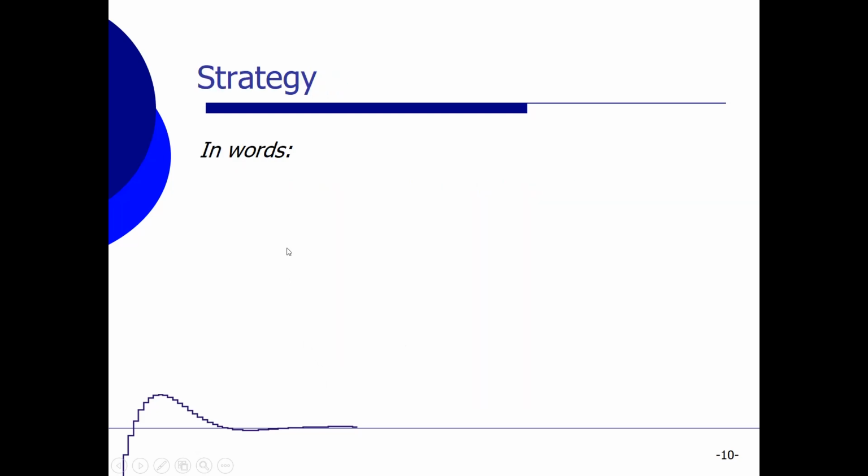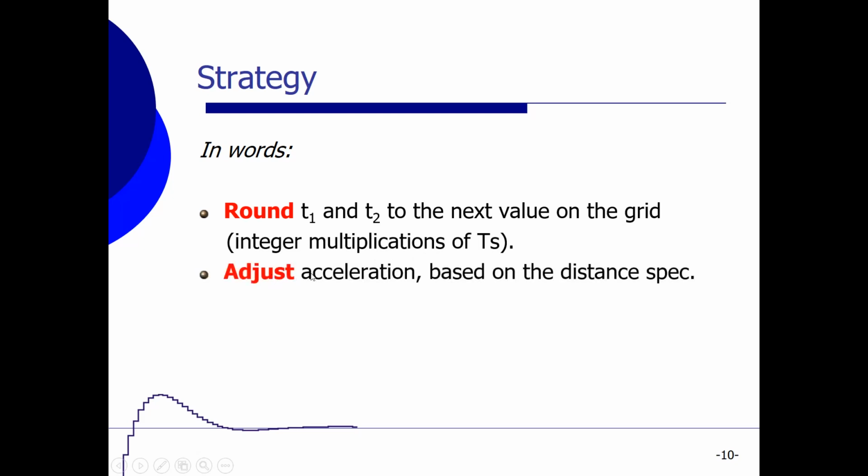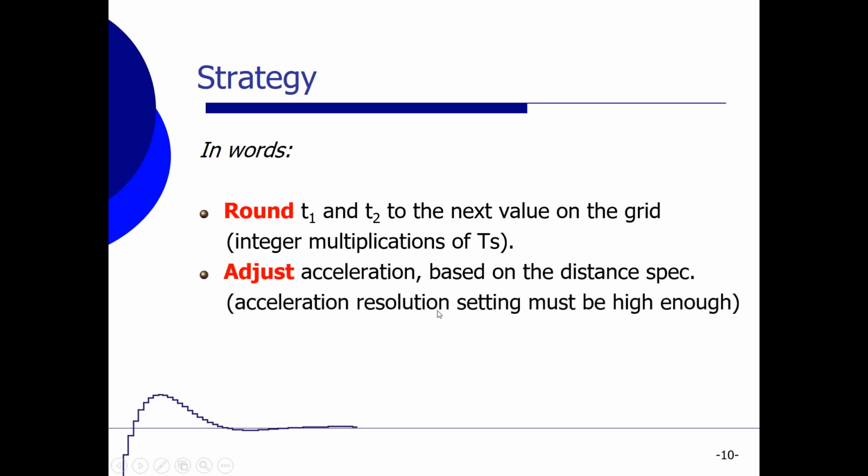So this is our strategy. In words, first of all, we are going to round T1 and T2 to the next value on the discrete sample time grid. So these are integer multiplications of my sample time. Then we adjust the acceleration based on the distance specification. And of course, the acceleration resolution setting must be high enough. But suppose we have a data bus of 32 bits, then the resolution for the acceleration is 1 over 2 to the power 32, which is really, really accurate, especially compared to the sample time of 1 millisecond.